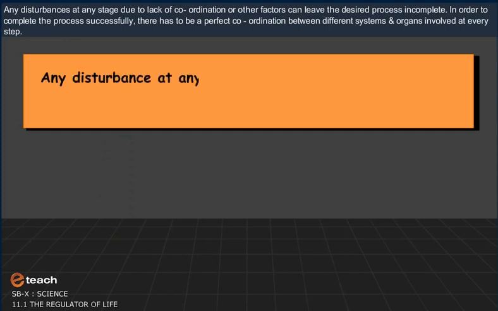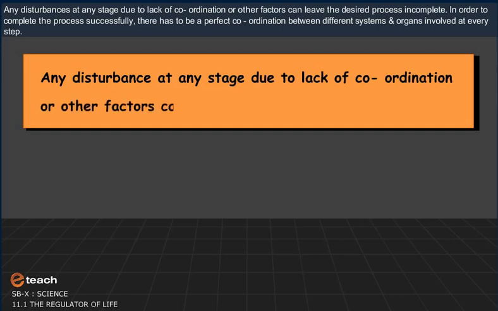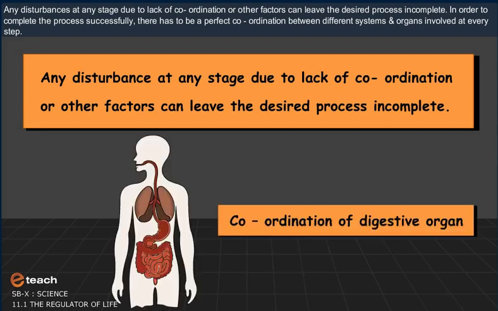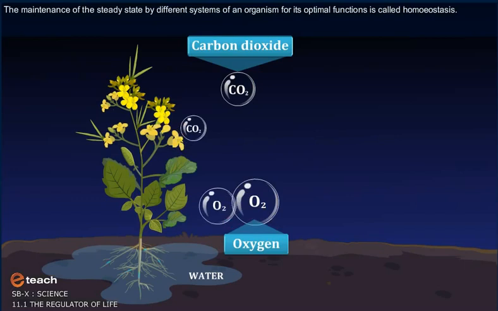Any disturbance at any stage due to lack of coordination or other factors can leave the desired process incomplete. In order to complete the process successfully, there has to be perfect coordination between the different systems and organs involved at every step. The maintenance of the steady state by different systems of an organism for its optimal functions is called homeostasis.